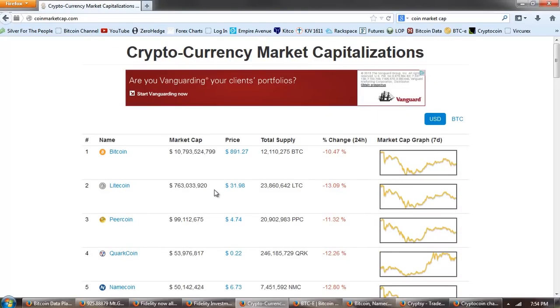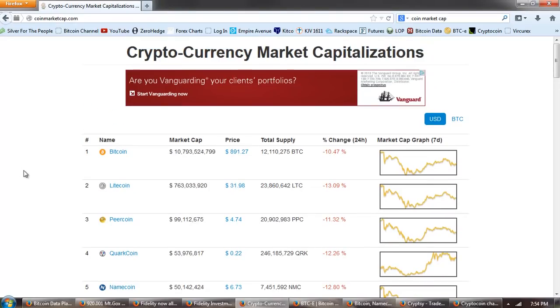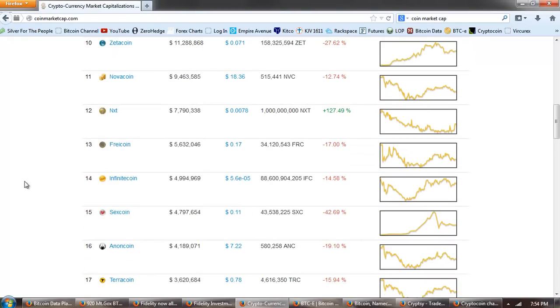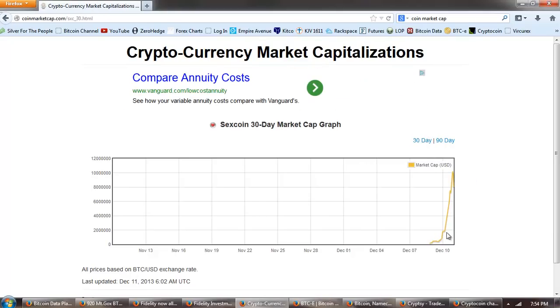And that's the next thing I really wanted to talk about, the nexus between Bitcoin and these other coins. Because it's very difficult to assess the reliability of these other coins as they come on so quickly. You can see here that we have this coin at number 15, Sexcoin. I've never even heard of it. And you can see on the market cap, if we go to the 30-day, that this coin debuted somewhere when? December 9th?